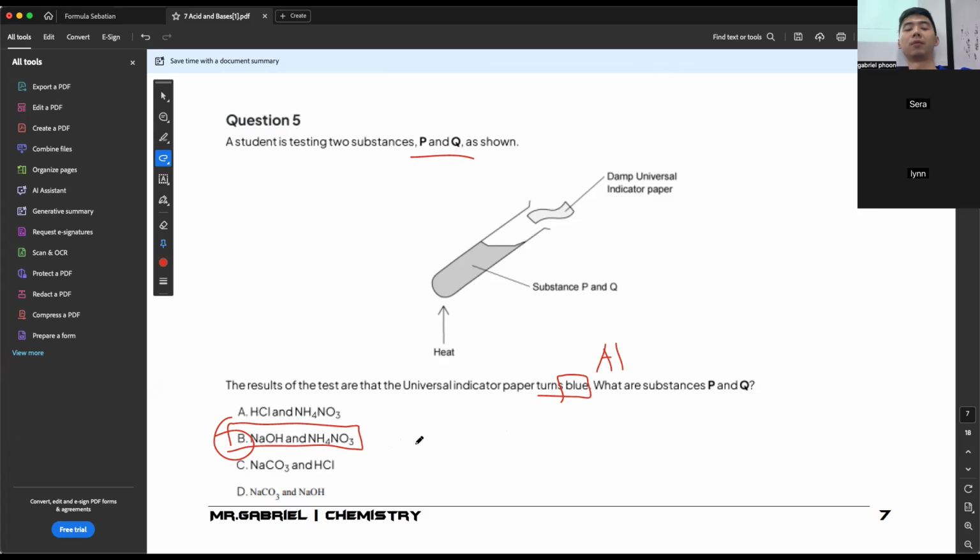Sodium nitrate and ammonium hydroxide. It's actually going to be ammonia though. Ammonium hydroxide. Why NH3OH?